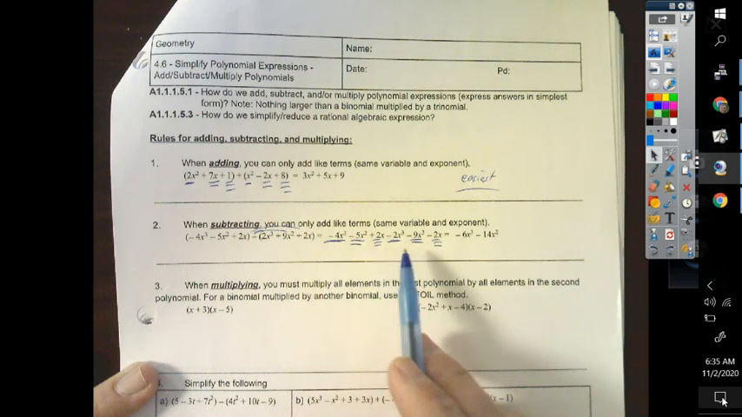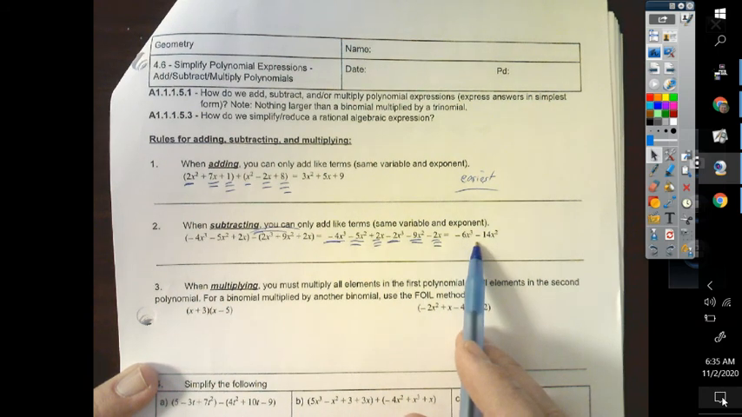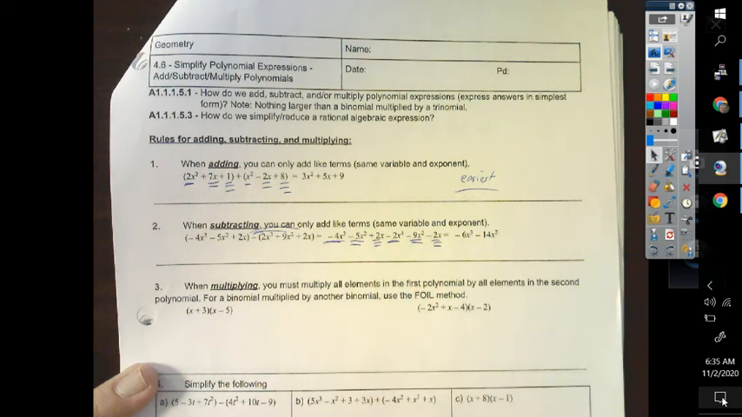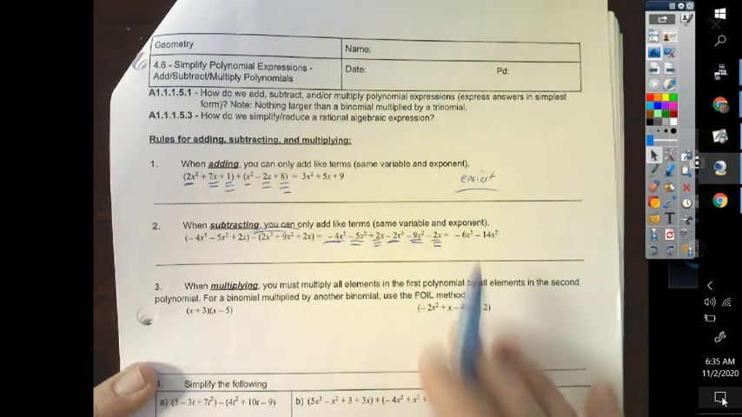Negative 4x cubed minus 2x cubed, both negative, becomes negative 6x cubed. Negative 5x squared, not minus 9x squared, negative 14x squared. And then positive 2x minus 2x, they kind of cancel each other out. It's like saying 5 minus 5. Okay.